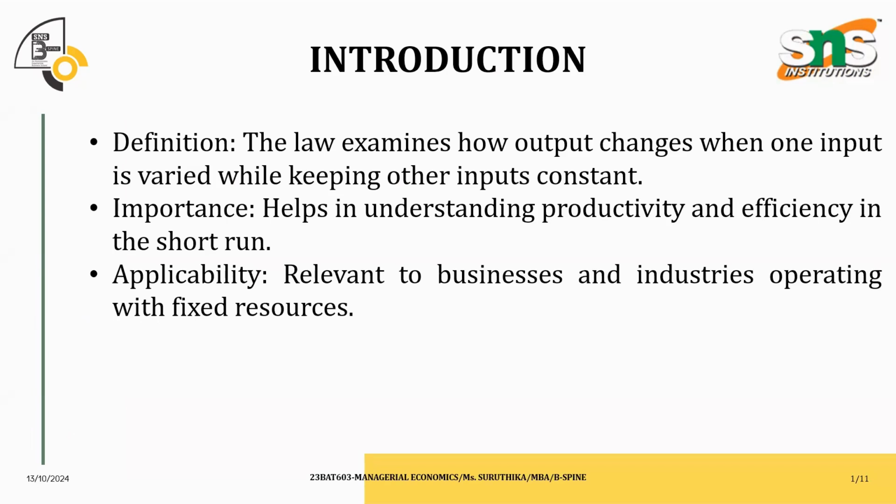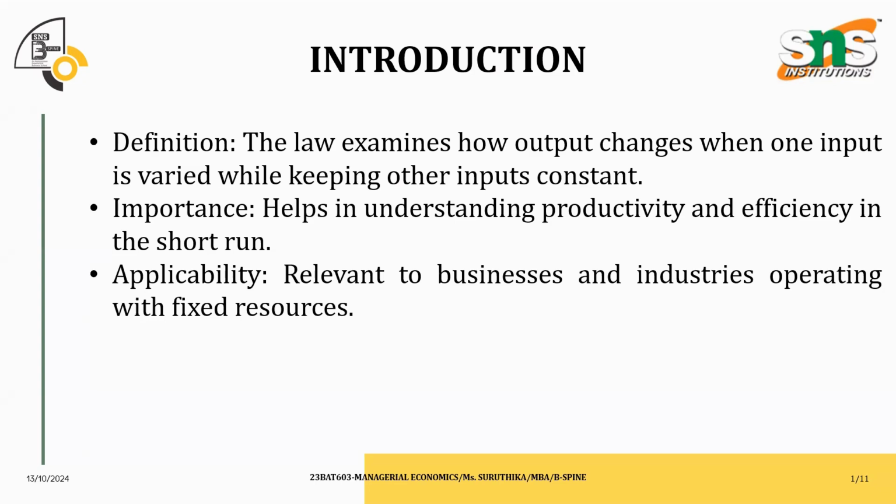So, the law of variable proportion examines how output changes when one input is varied while keeping the other inputs constant. So, here we assume that only one input changes and the other inputs are constant. And we see how the output changes with the changes in this particular input. So this particular law helps us in understanding productivity and efficiency in the short run. So through the law of variable proportions, we may be able to understand how efficient and how productive the operation is in the short run.